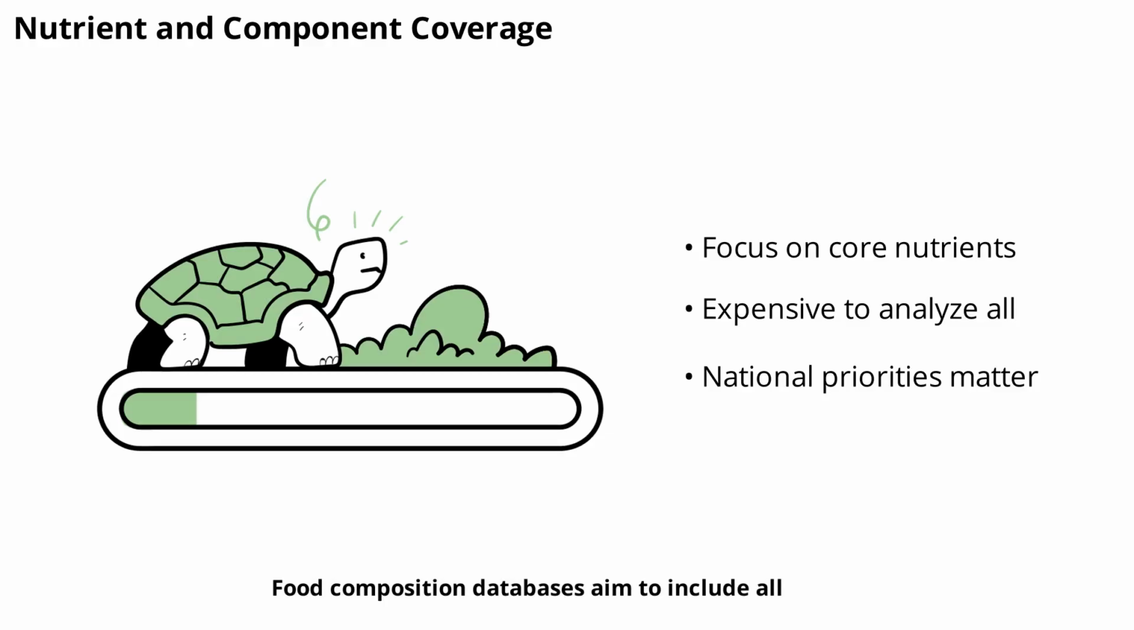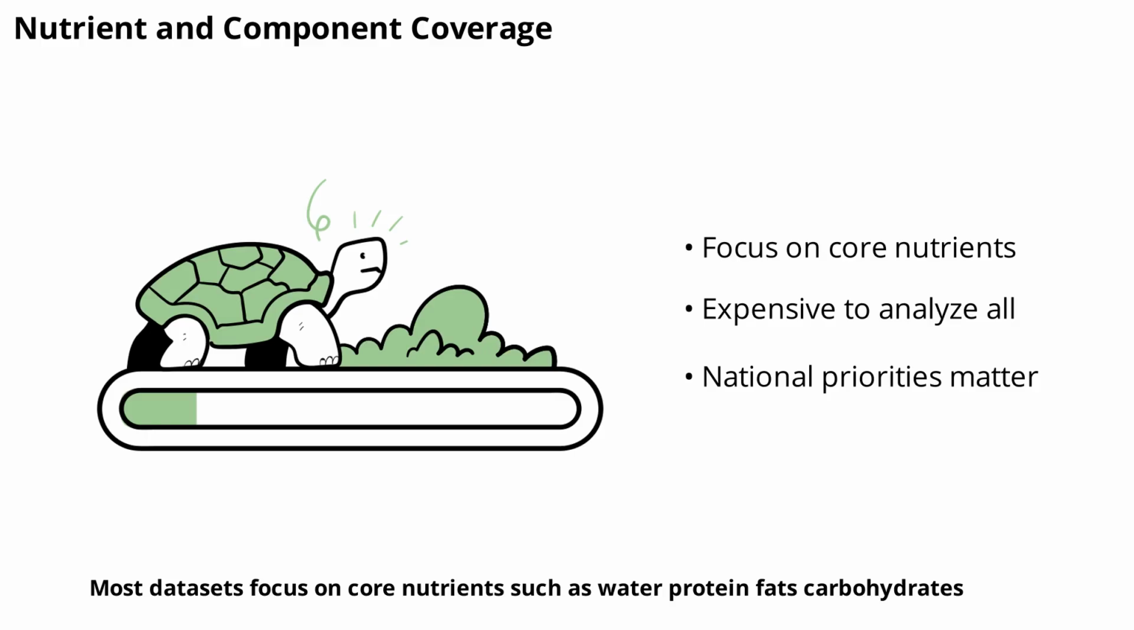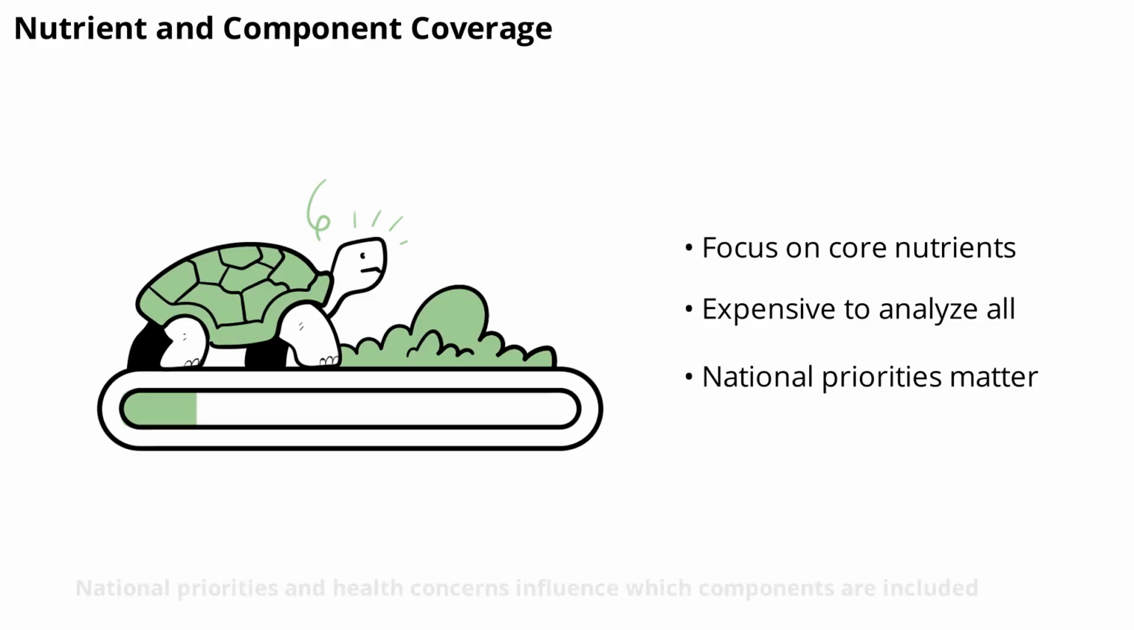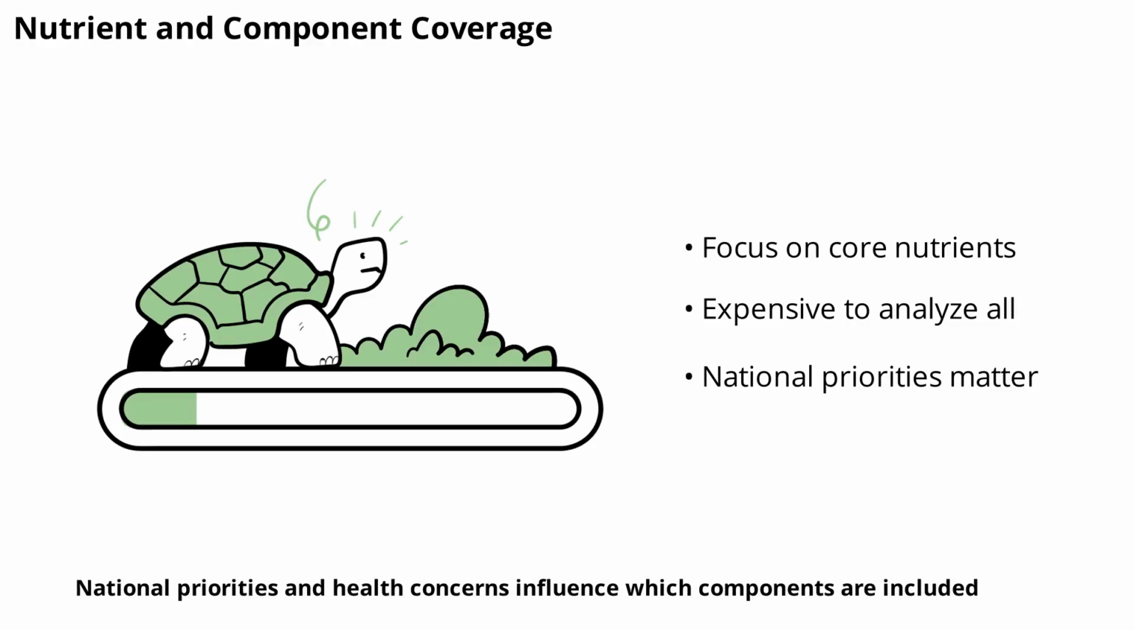Food composition databases aim to include all nutrients and non-nutrient components important for health. However, analyzing certain components, like vitamins and bioactives, can be expensive and complex. Most datasets focus on core nutrients such as water, protein, fats, carbohydrates, and key minerals and vitamins. National priorities and health concerns influence which components are included. Some nutrients are calculated from others, while others are measured directly.